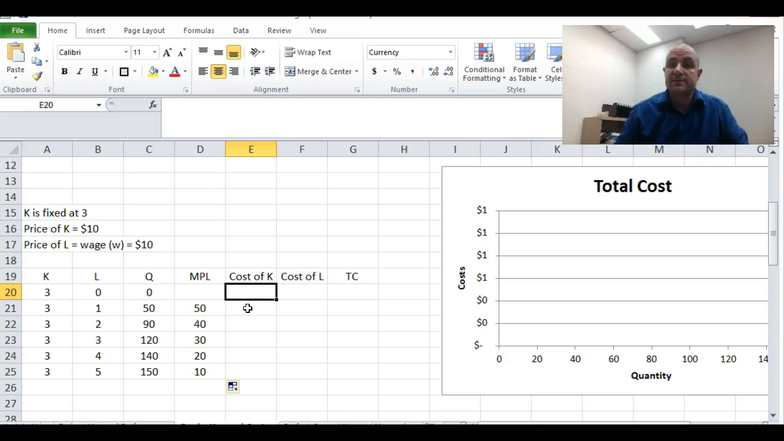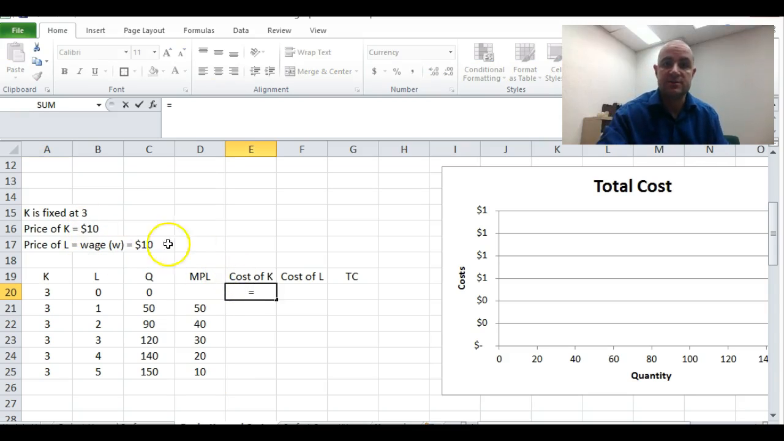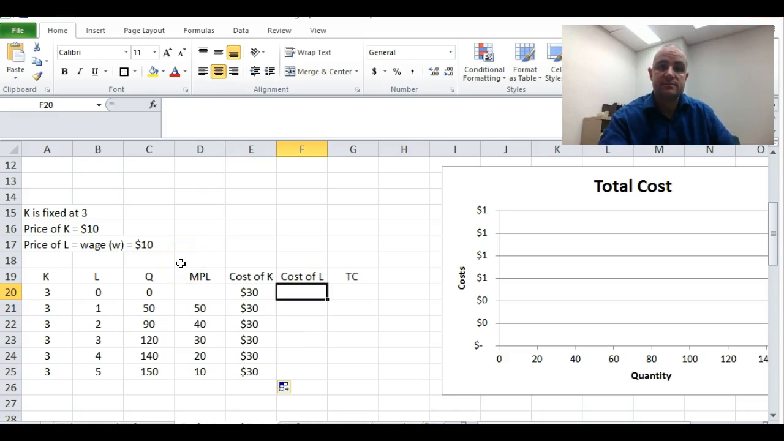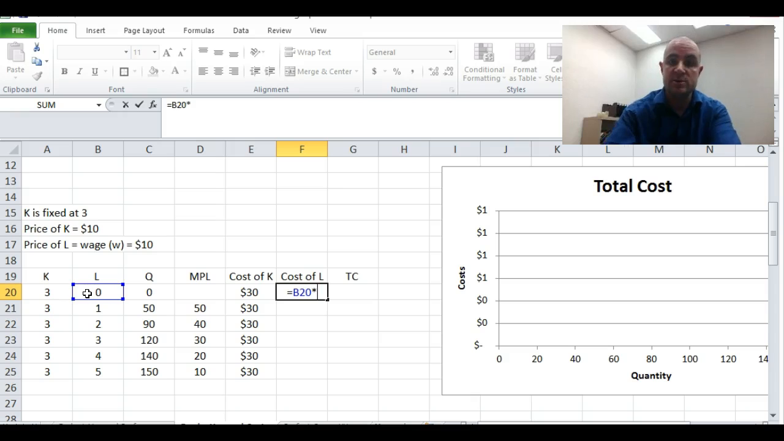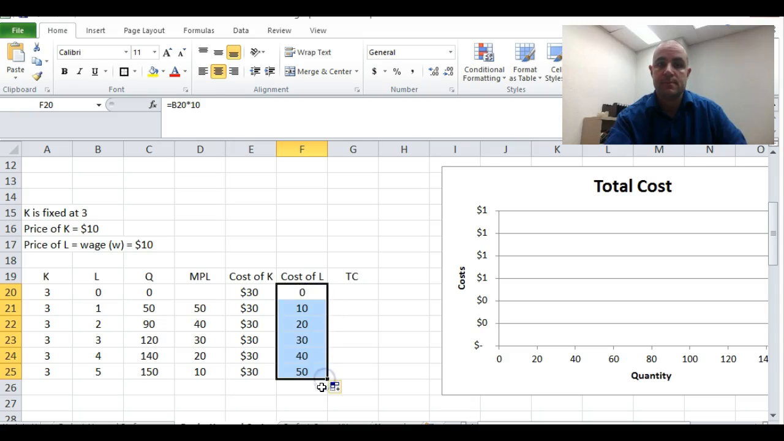All right, so now the cost of capital. That's just going to be the total amount that we're spending on this capital input. So we have a capital level of 3 times $10. For each unit of capital, it's going to cost $10. So when we produce 0 units, it's 30, and so forth. Cost of labor is the amount of labor we have times the price of it, the wage, which is 10.